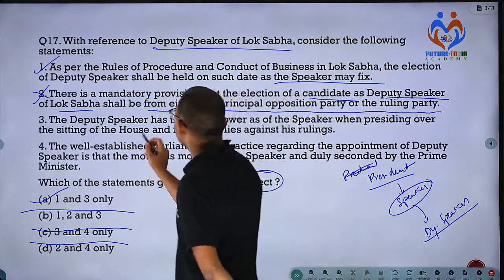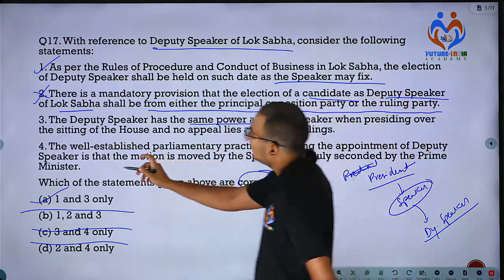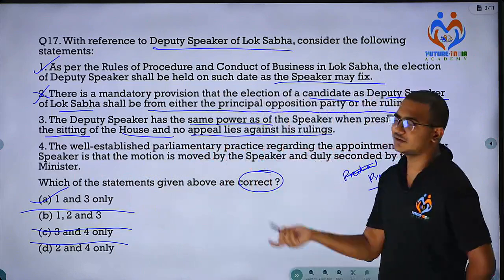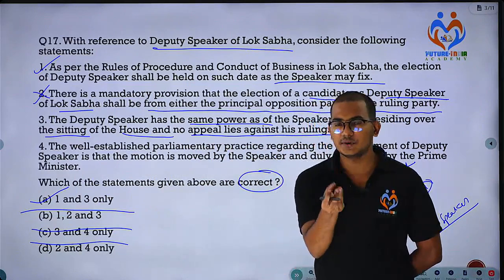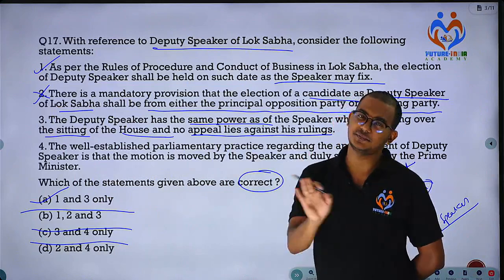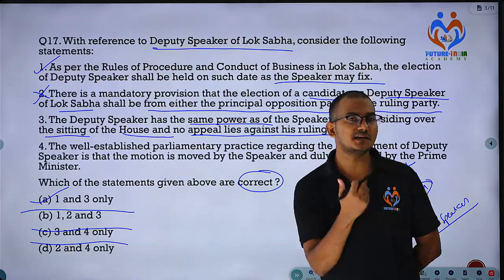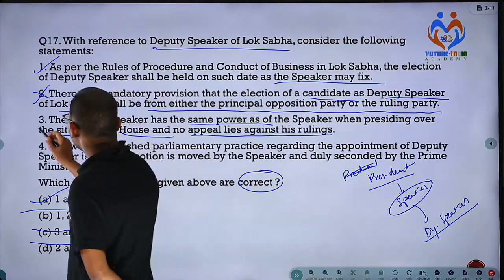See, the deputy speaker has the same power as the speaker when presiding the sitting of the house, and appeal lies against the ruling. Yes, see, the power lies in the chair, not with the person. So whosoever is presiding the house, they'll get the same privileges as the speaker is getting. Okay, so this statement is also correct.